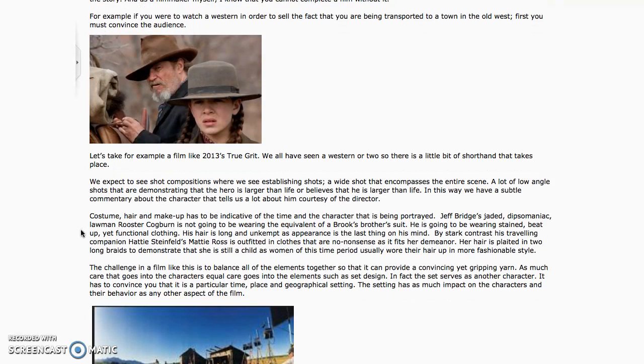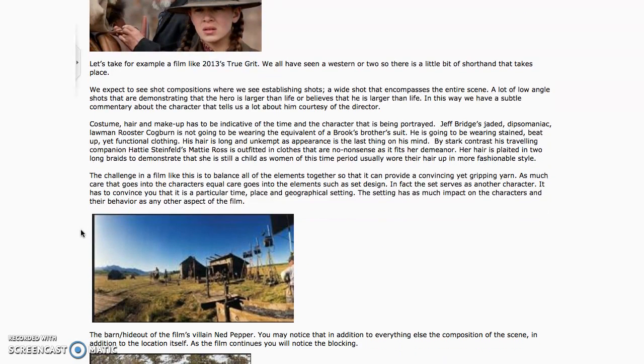Okay, so I'm just going to scroll down here. Like this little barn here, I'm moving my cursor so you can see where I'm pointing. This little barn is where you see Ned Pepper's hideout. Ned Pepper is one of the bad guys in the film, and he's hiding out. So you know that he's not going to be hiding out in some nice inn or something like that. He is going to find some kind of low-down location where all it is is shelter for the night.